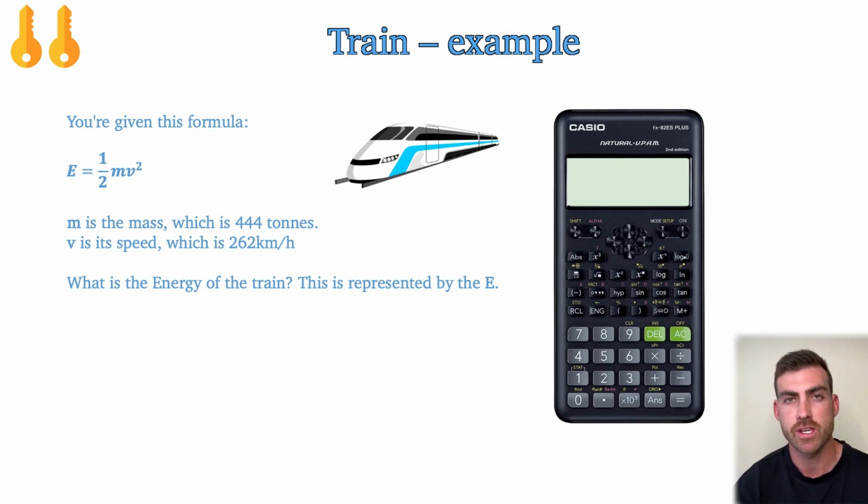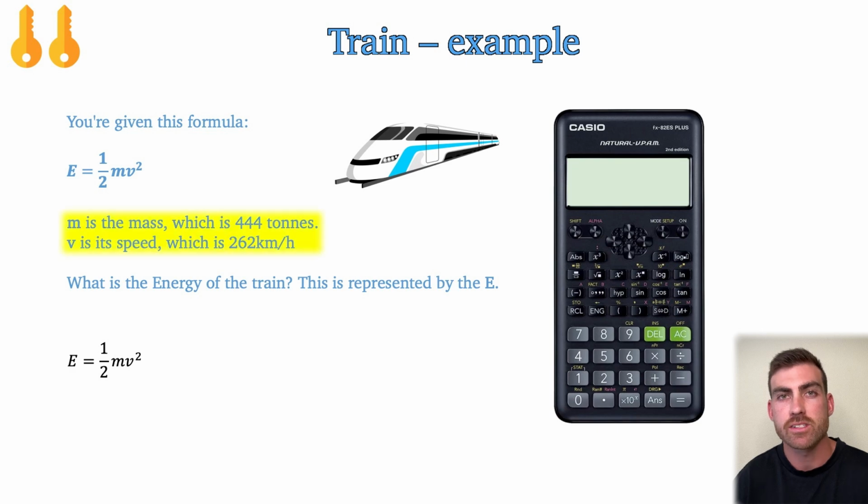Imagine you're an engineer designing one of these high-speed trains. You're given this formula. M is the mass, which is 444 tons. V is the speed, which is 262 kilometers per hour. Here's the twist. We need to figure out the energy, which is represented by E. After we write down the formula, next identify that M equals 444 and V equals 262.